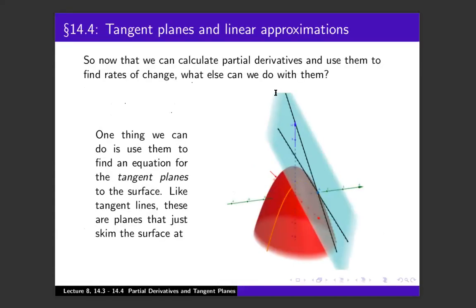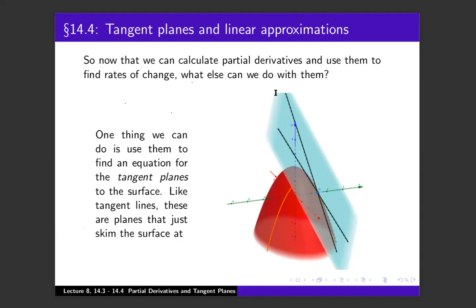All right, so now we know a thing or two about what partial derivatives are and what they look like and how to calculate them. But what else can we do with them? Well, it turns out they're very good for finding what are called tangent planes to surfaces. But the point is, we can find tangent planes to the surface now.